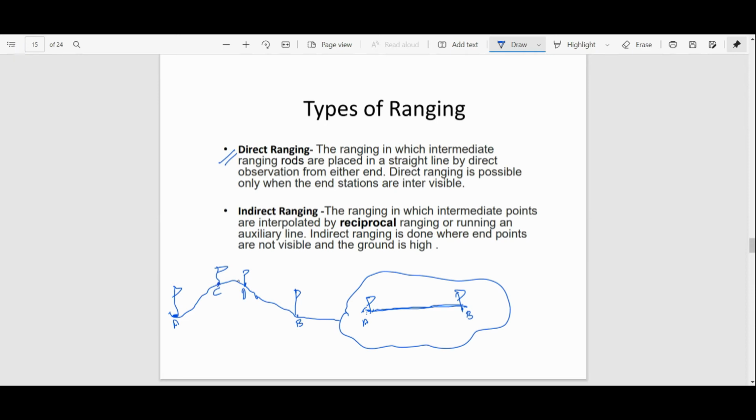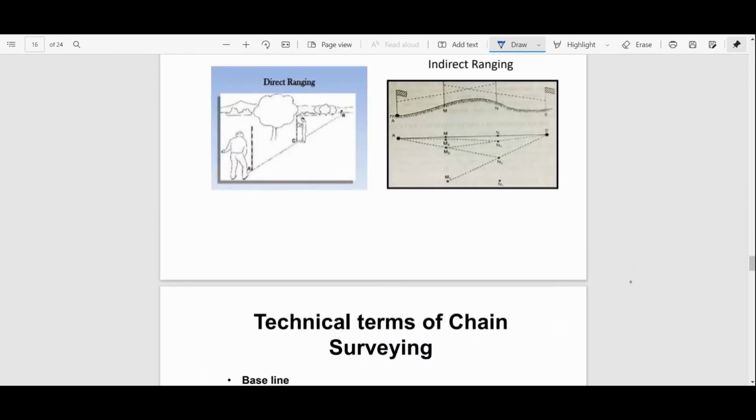Now with the help of approximations or with the help of intervisibility, we have to bring the points onto the ground and we will measure this distance A and B. So this type of process is basically called indirect ranging, or it is also known as reciprocal ranging. So this question is again asked many times in exams.